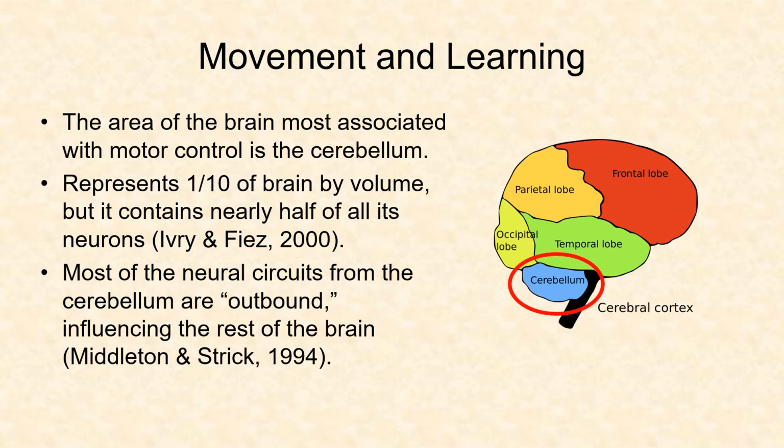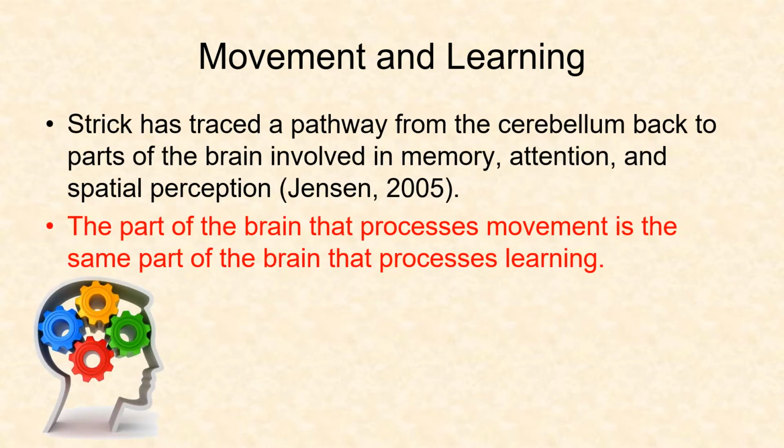Another thing that's interesting, research has suggested that most of these neural circuits from the cerebellum are signals that are going out. They're leaving the cerebellum and they're really influencing the rest of the brain. Researchers have traced a neural pathway from the cerebellum back to the parts of the brain that are involved in learning, in memory, in attention, and also in spatial perception. So the part of the brain that processes movement is the same part of the brain that processes learning.